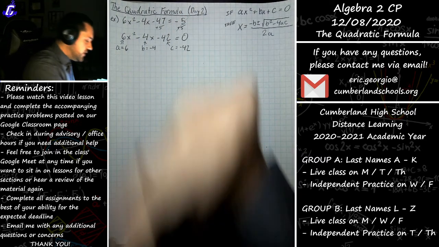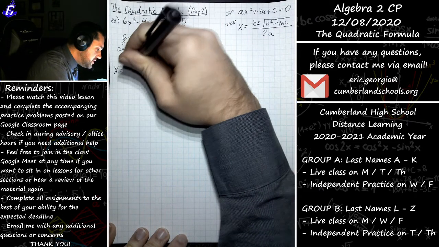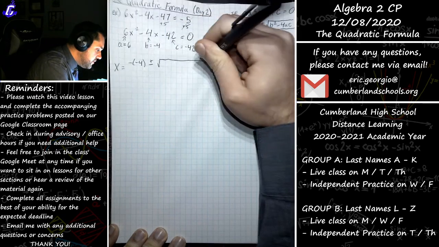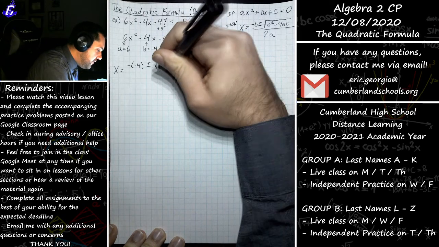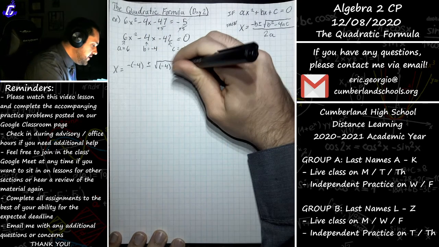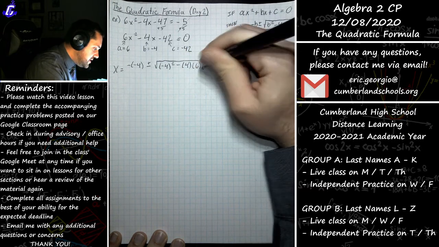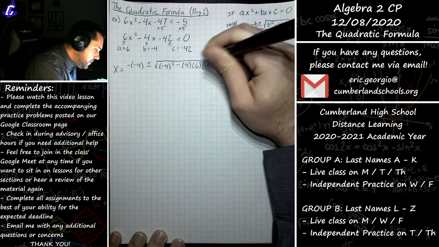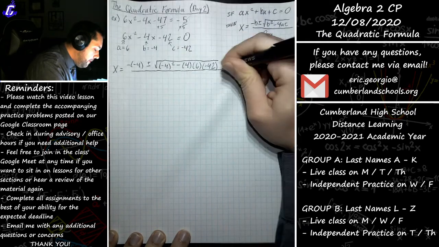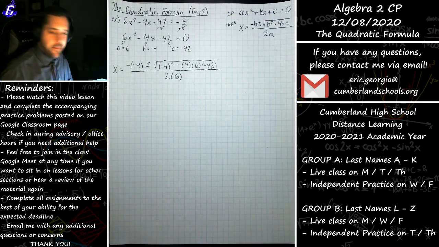Let's jump into the quadratic formula. We'd say that x equals negative b, the opposite of negative 4, plus or minus the square root of b squared, negative 4 squared. Notice how I'm being careful with my parentheses and my negatives. Minus the product of 4 times a, which is 6, times c, which is negative 42, all over 2 times 6, 2a.